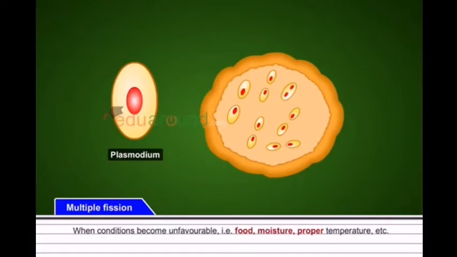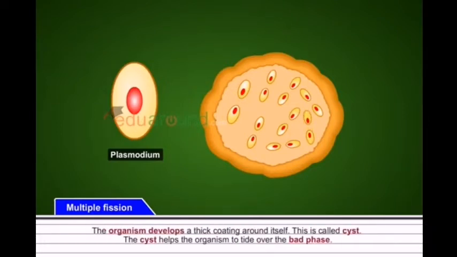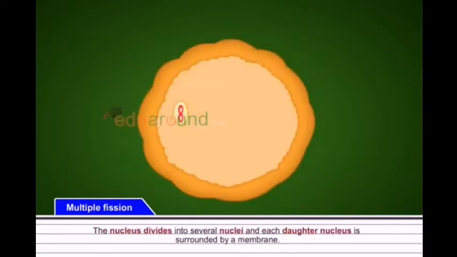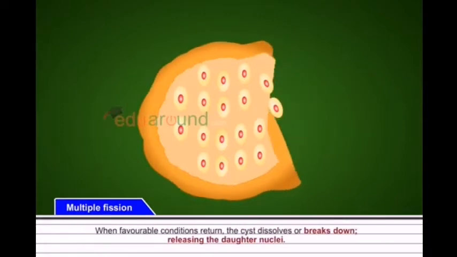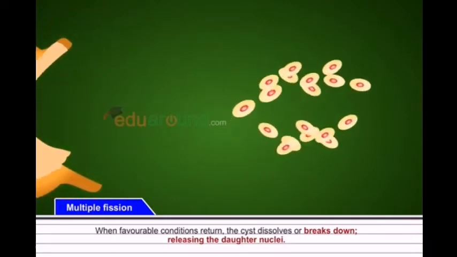Inside the cyst, the nucleus splits several times to form many smaller nuclei called daughter nuclei. Then little bits of cytoplasm collect around each nucleus and a thin membrane is formed around each bit of nucleus and cytoplasm. In this way, many new daughter cells are formed. When favorable conditions arrive, the cyst breaks up and the daughter cells are released, each forming a new organism.